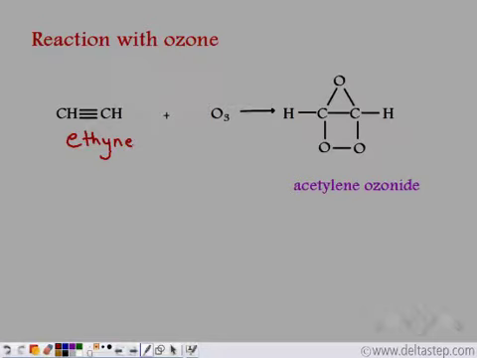So from ethyne, on reaction with ozone, we get ethyne or acetylene ozonide. Ethyne is also known as acetylene. So the product of this can be known as ethyne ozonide or acetylene ozonide. So the reaction of ozone with ethyne is known as the ozonolysis reaction, and this gives us the corresponding ozonide. In case of alkynes, we get a hut-like structure.